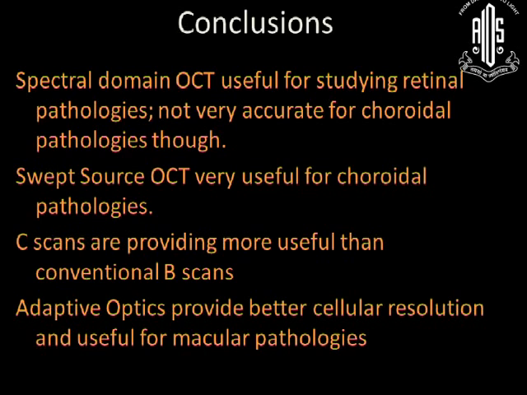So to conclude, spectral domain OCT is of course very, very useful for studying the retinal pathologies, but not very good for going deeper into the choroid. Swept source is very useful for studying the choroid. C-scans are more and more the future, because all the new technologies are now moving on to C-scans. And of course, adaptive optics is right now not very polished, because we don't even have the normative data for the cones. But I'm sure this is the future if you want to study the photoreceptors.